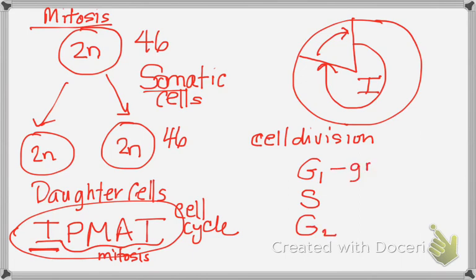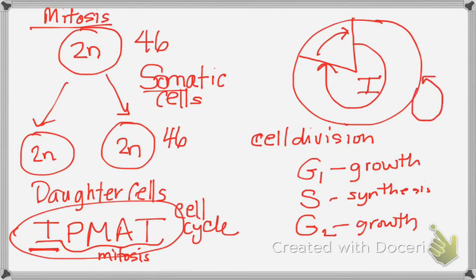So we have growth, synthesis, followed by growth again. Sometimes, however, a cell will stay and not go from G1 to S. It loops back. What phase is that called? G0.